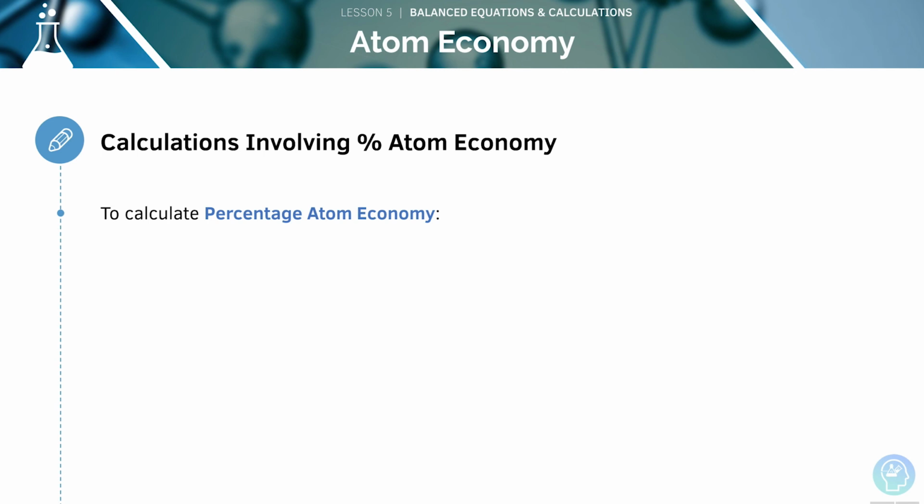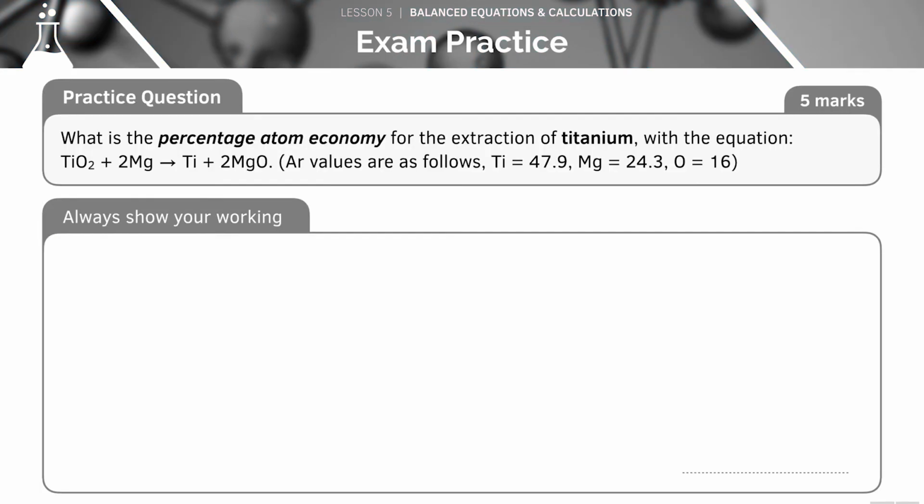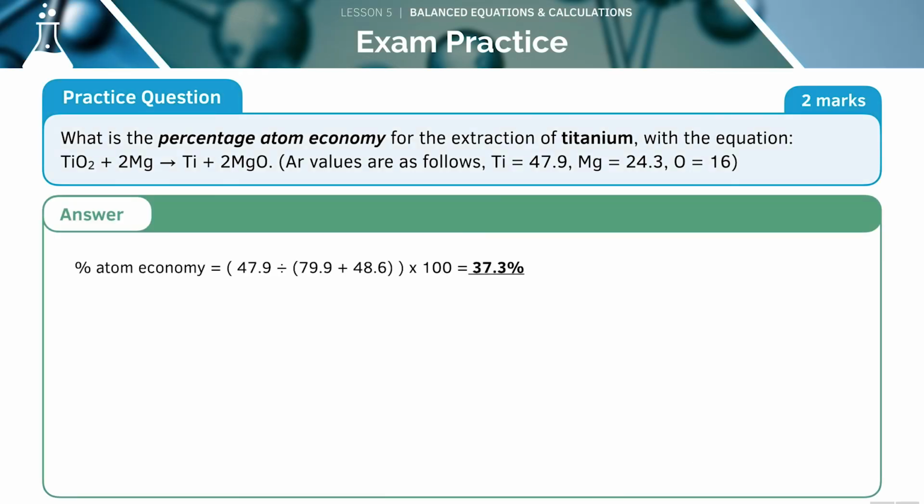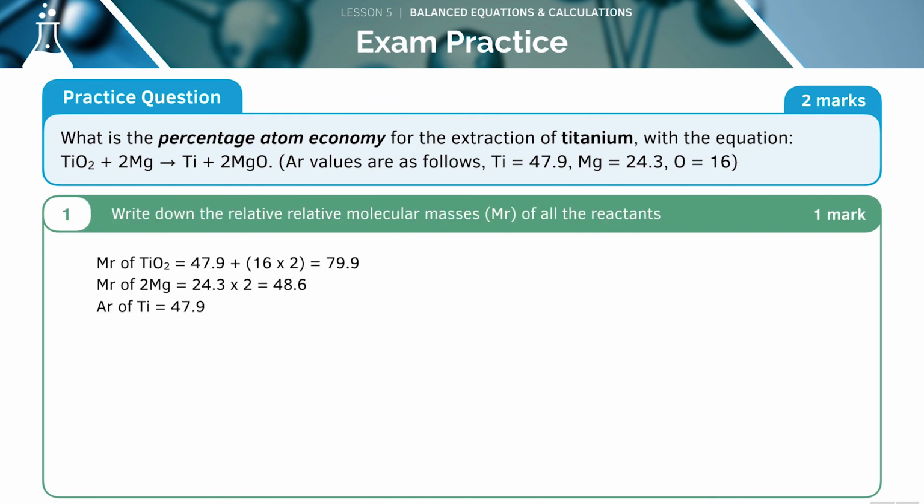In the AQA exam, you could be asked to calculate the percentage atom economy of a reaction from a balanced equation. To do this, you need to use the reaction you've been given. Let's look at a practice question to see how to work out percentage atom economies. Here is the answer. The process has a percentage atom economy of 37.3%. Let's see how we got there.